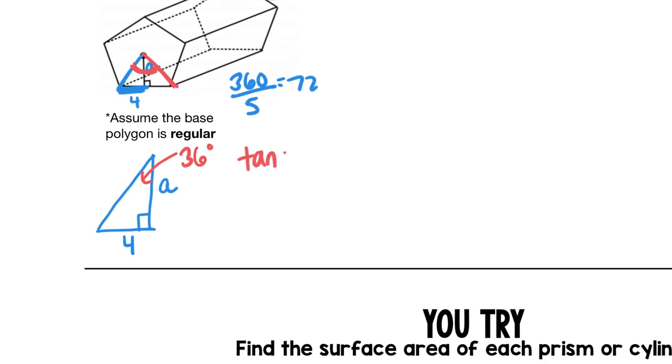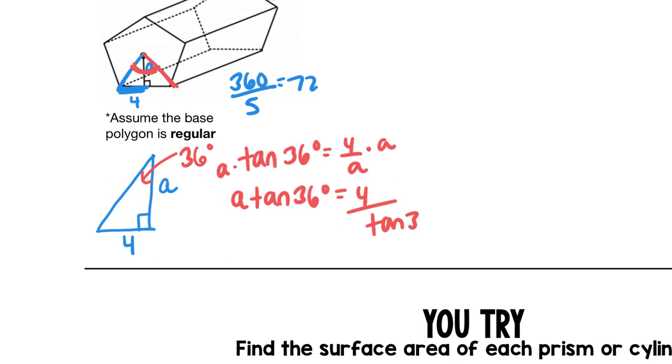So to say tangent 36 equals 4 over A. Solve that for the apothem because we're going to need it. So you have A tan 36 equals 4, divide by tan 36, and you get the apothem. I'm just going to real quick make sure my calculator is on degree mode, which it should be. I'm going to take 4 divided by tan 36, and I'm going to get 5.5, etc. So I'm going to say it's about 5.5 for the apothem.